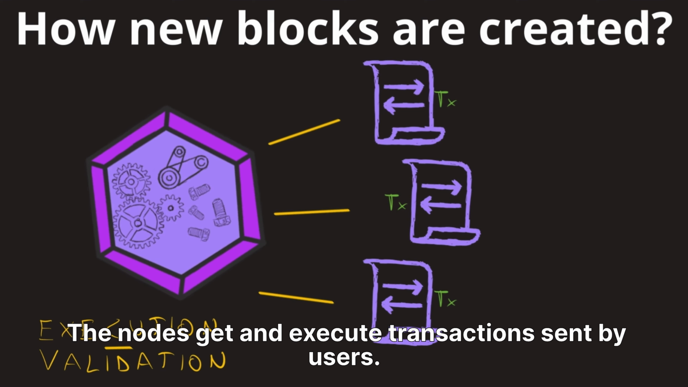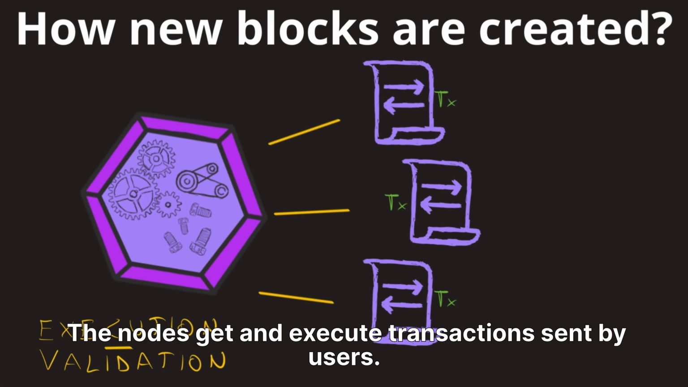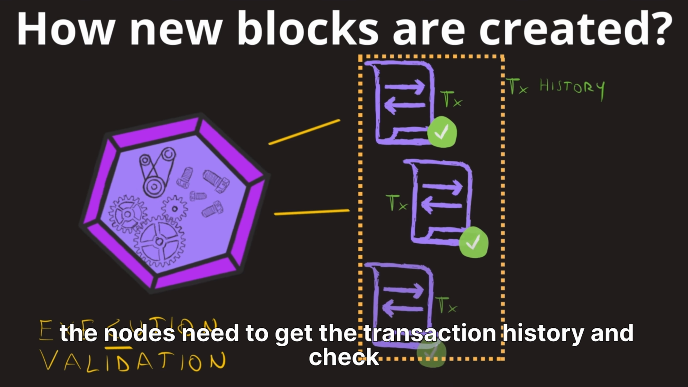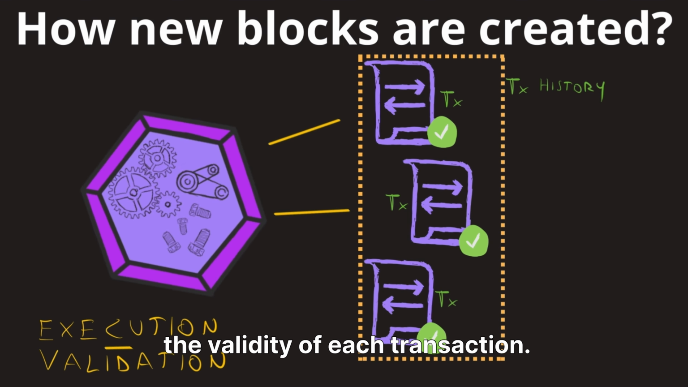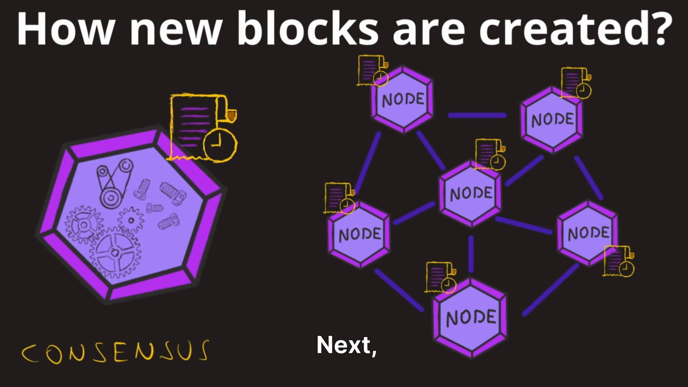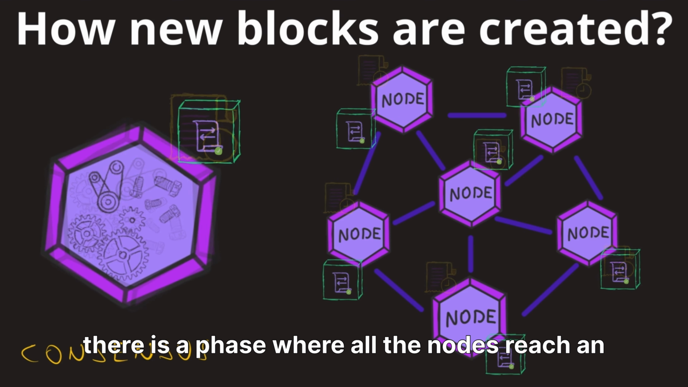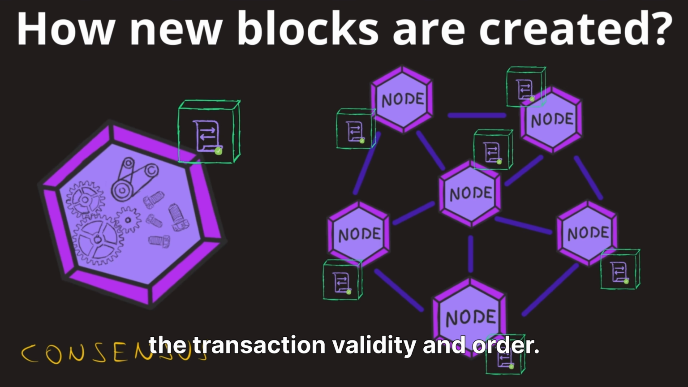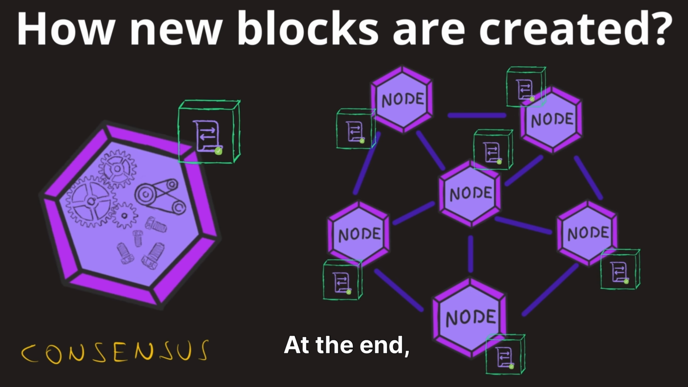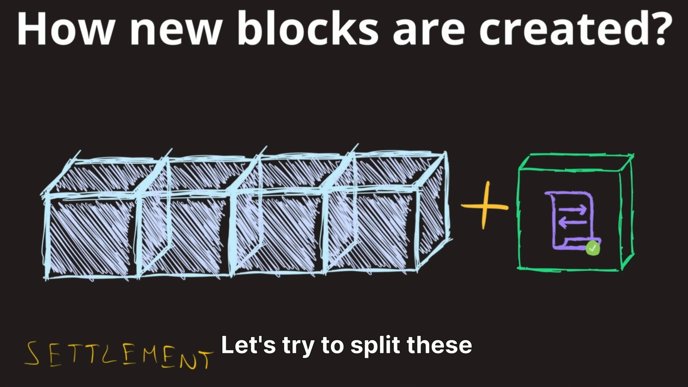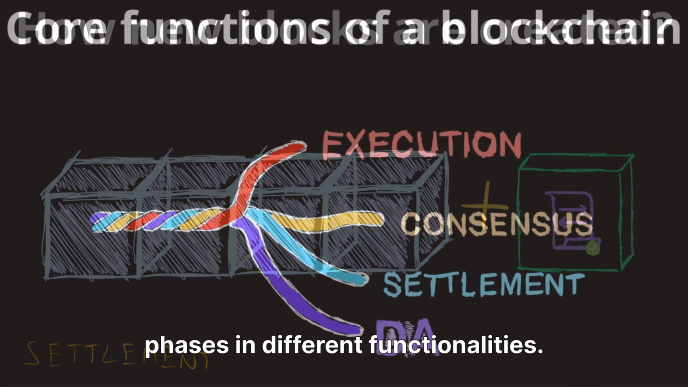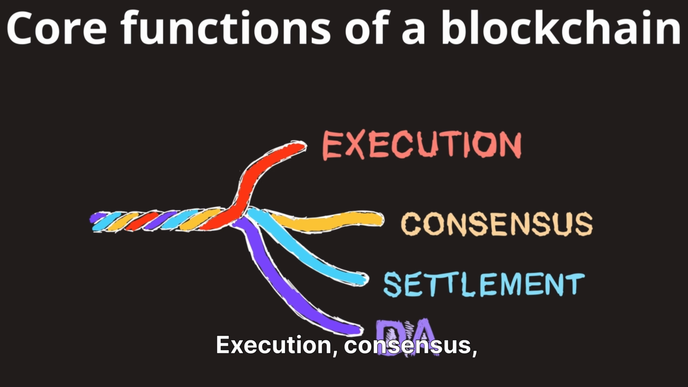The nodes get and execute transactions sent by users. In the execution phase, the nodes need to get the transaction history and check the validity of each transaction. Next, there is a phase where all the nodes reach an agreement on the transaction validity and order. At the end, there is a stage called settlement, where the new block is created and finalized on the blockchain. Let's try to split these phases into different functionalities: execution, consensus, settlement, and data availability.